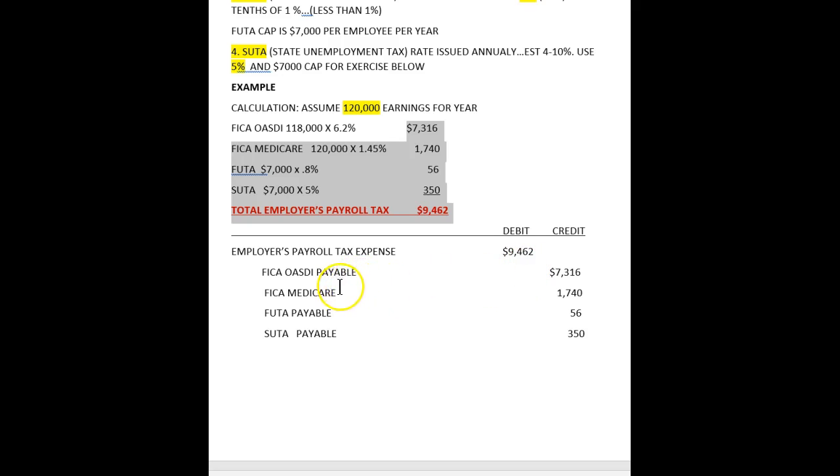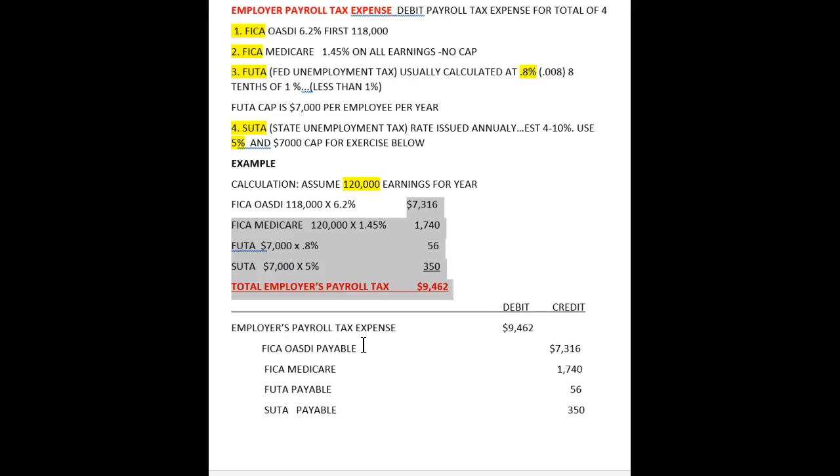He pays at various times, so I'm not going to credit cash. I'm going to credit the payables for each of the four. And then when they get paid off, however often by law they are supposed to be paid, whether it's weekly, monthly, quarterly, or annually, as sometimes the case could be, then we debit the liabilities and credit cash at that point. Okay, I hope this helps you understand the tax calculations a little bit better than you did before.